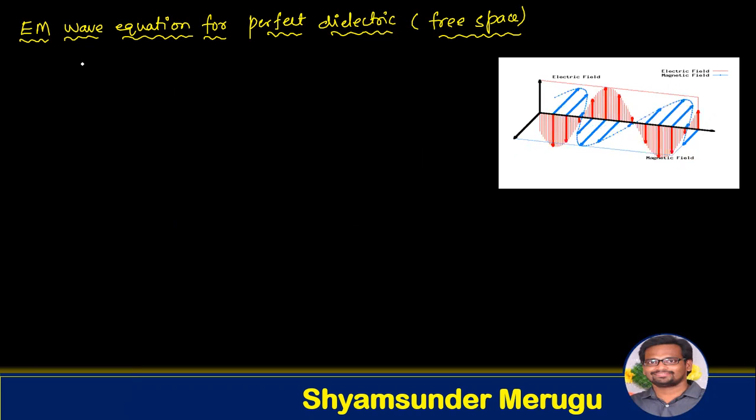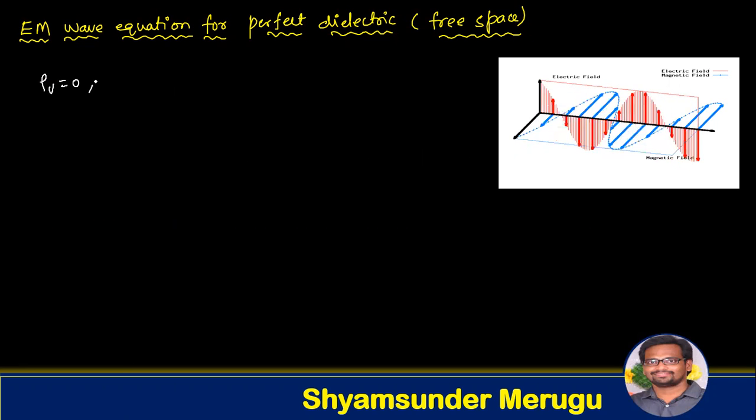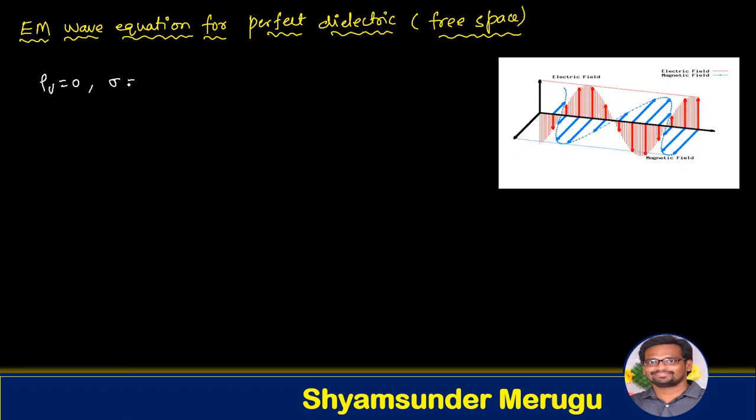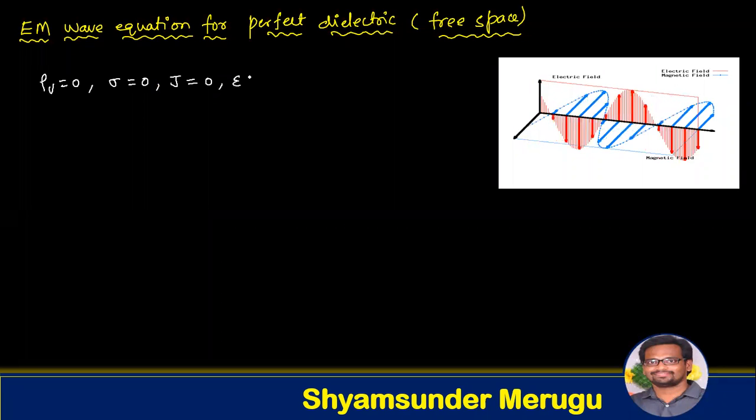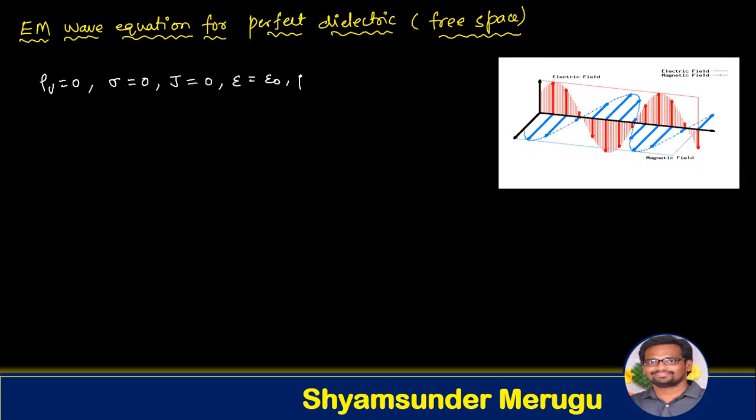Now let us write the parameters which are associated with the free space. As the free space is a perfect dielectric, which is a charge free region, the volume charge density becomes zero and no charges are available freely, so the conductivity will be zero. So the current density becomes zero, epsilon becomes epsilon naught, and mu becomes mu naught.